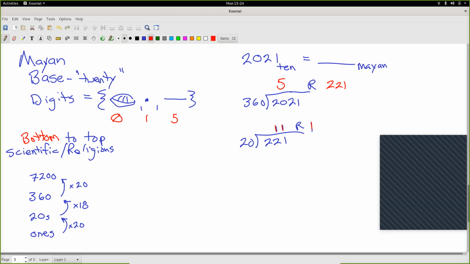All right, so we found that there are 5 groups of 360, 11 groups of 20, and then a 1 left over. So the Mayan version of this, the 360s goes at the top. So I have to show 5, which would just be a bar. And then under that, I just put a little bit of space. I want to show 11, which would be 5, 10, and then a 1 on top. So that would be my 11 20s. And then underneath that, I would put just my 1. So this right here is 2021 in Mayan, in red there.